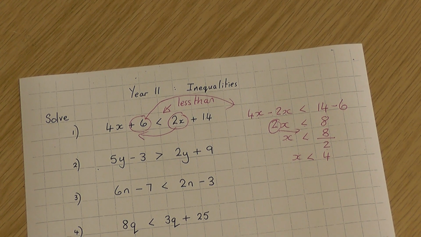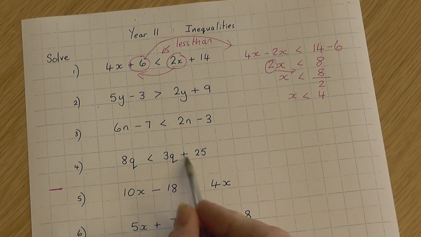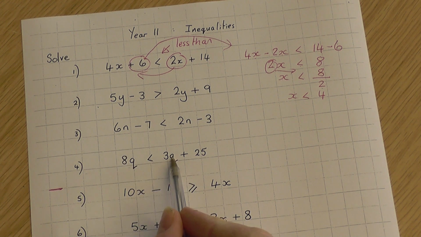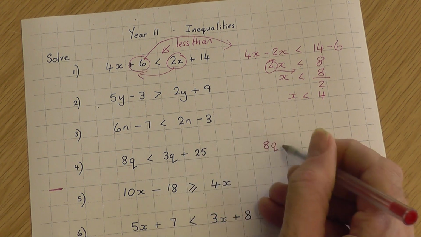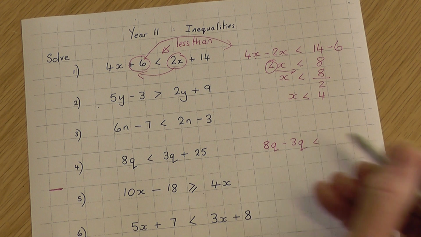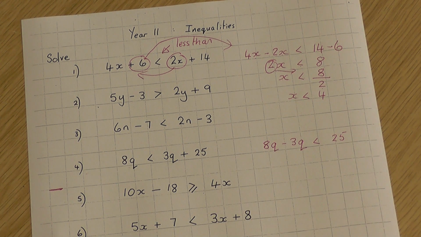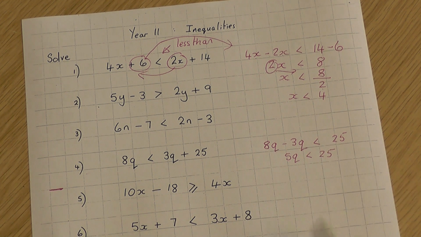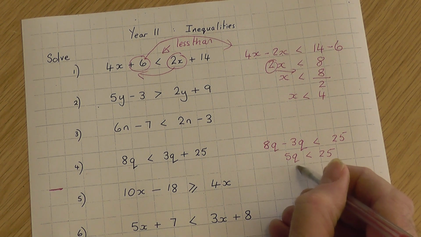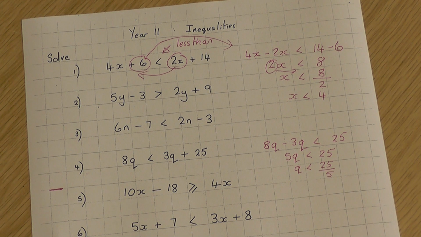Okay, next let's try, I'll do number 4, so I'll move this up a little bit. I'll do number 4 here. 8q is less than 3q plus 25. 8q, 3q. More q's on the left. So 8q, take the 3q over, becomes minus 3q, is less than, and then leave the plus 25 on the right, that stays as 25. So on the left you've got 5q's, less than 25 on the right. Get rid of the 5, so q is less than 25, and the times by 5 becomes a share by 5.